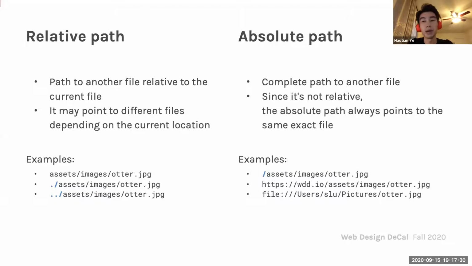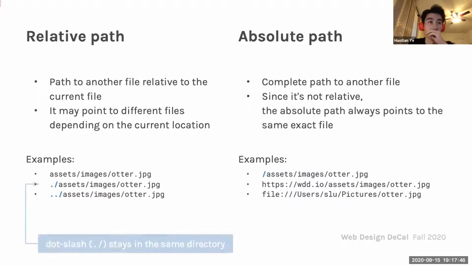So what a relative path is, what you've been doing on the homework, is just a path to another file that is relative to the current file. Wherever your file is, that's where you start. And this may point to different files depending on the current location. These are all examples. Most of you probably use this example here, the assets/images/whatever to your profile picture for homework 1. And then underneath it, we have a ./, which means stay in the same directory.